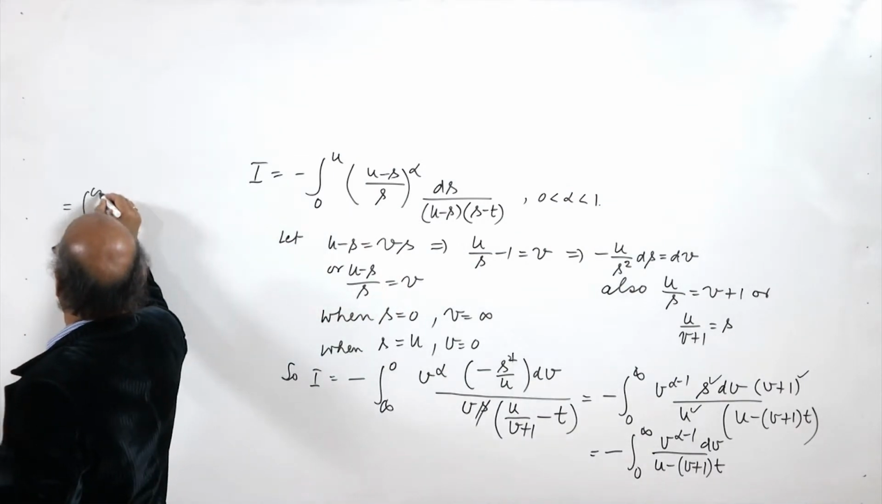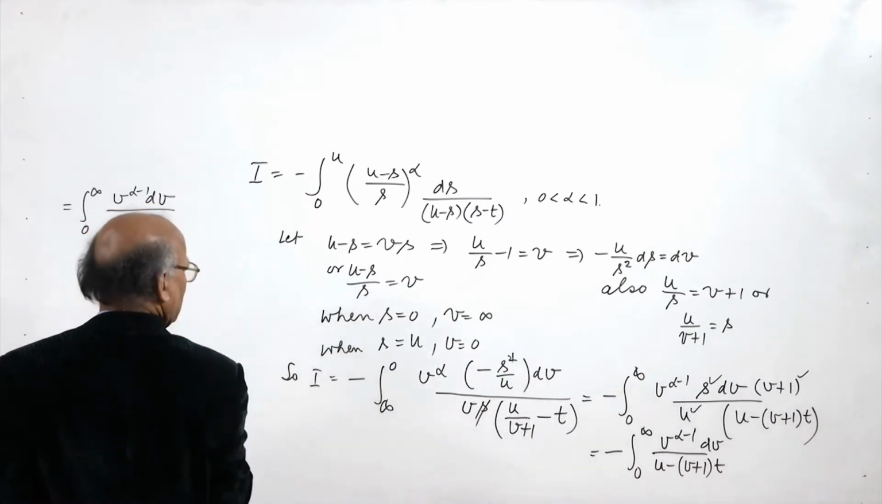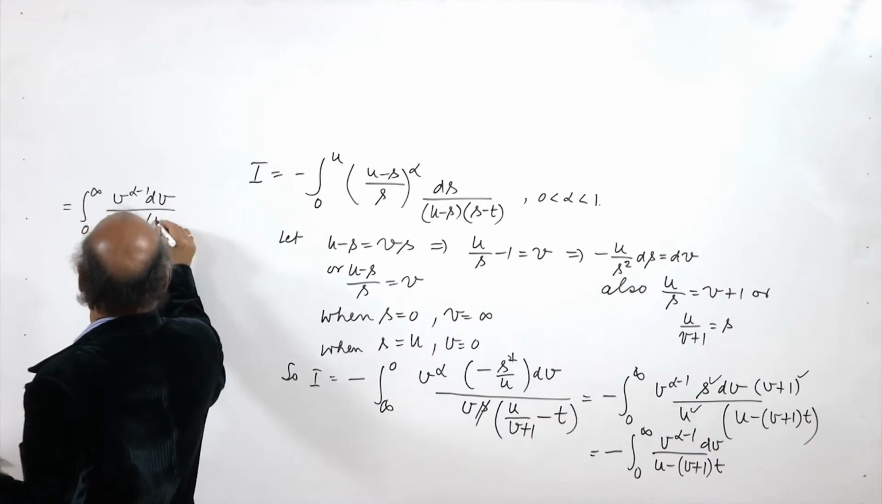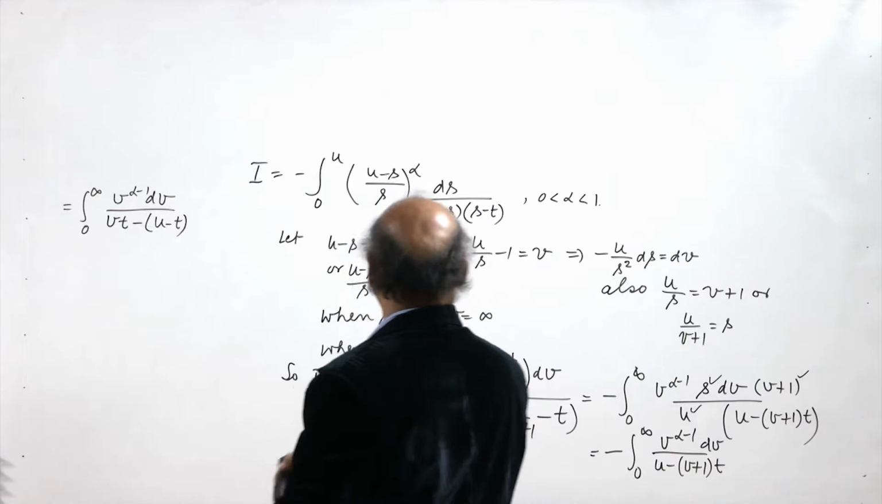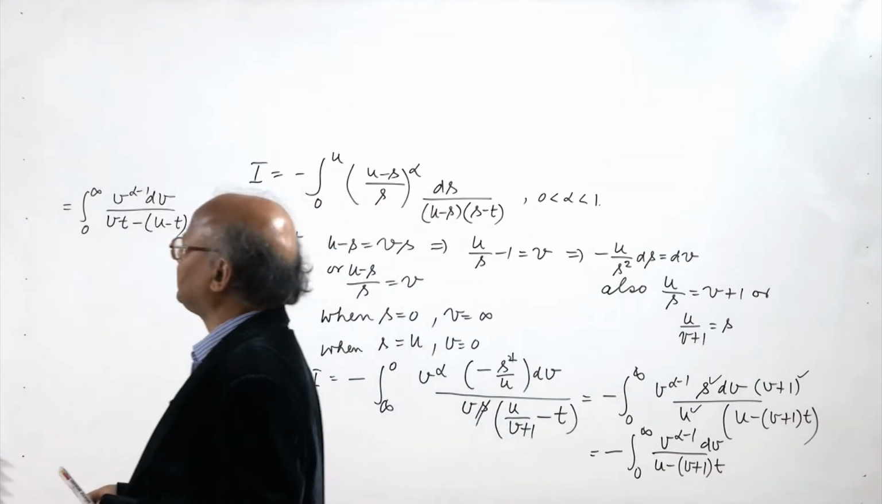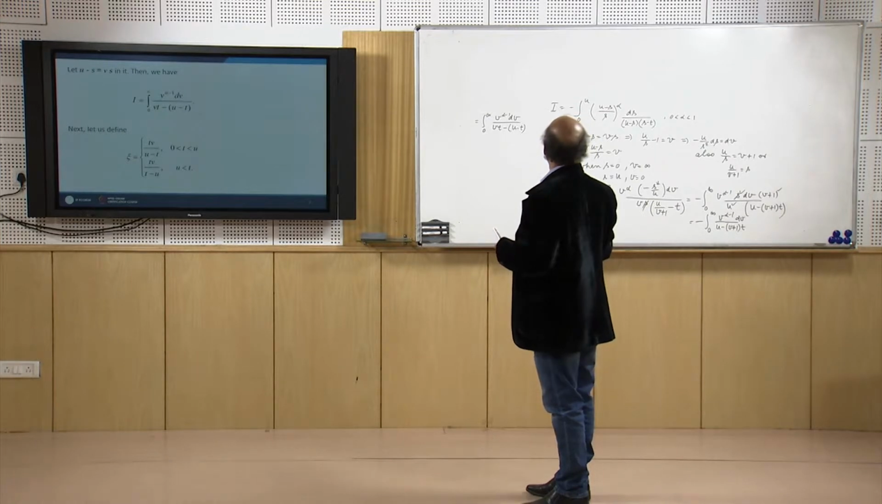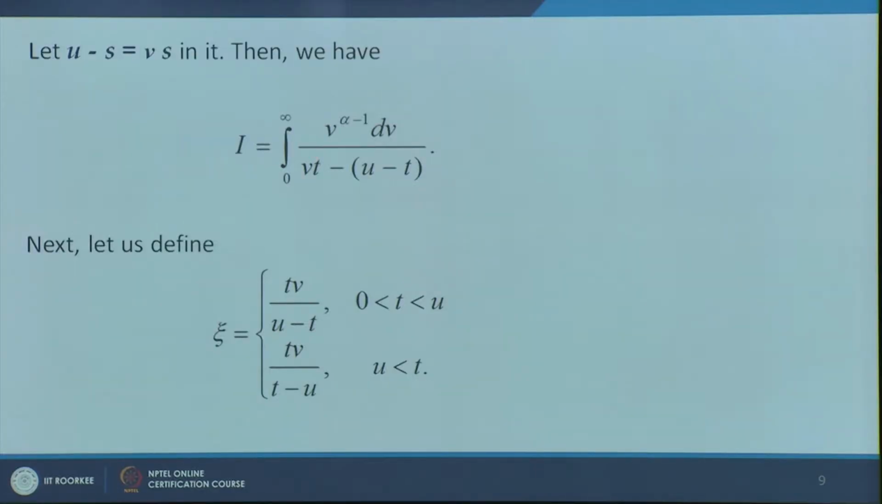or we can say that it is equal to integral 0 to infinity b to the power alpha minus 1 db divided by bt minus u minus t. So this is what we get by making the substitution. We arrive at I equal to integral 0 to infinity b to the power alpha minus 1 db upon bt minus u minus t.